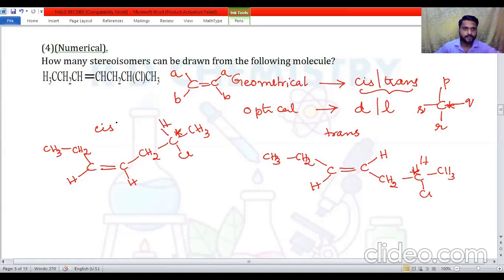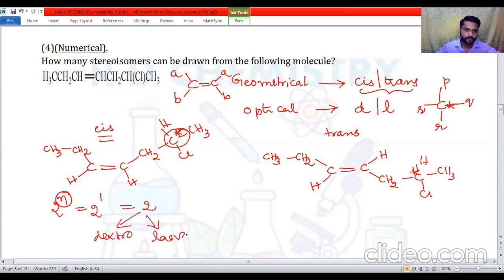Now this cis can have dextro and levorotatory. How many are possible? That is given by the formula 2 to the power n, where n stands for the chiral carbon atoms. How many chiral carbon atoms are there? Only one here, so 2 to the power 1 is equal to 2. So under cis, we have one dextrorotatory cis and the other, levorotatory cis.